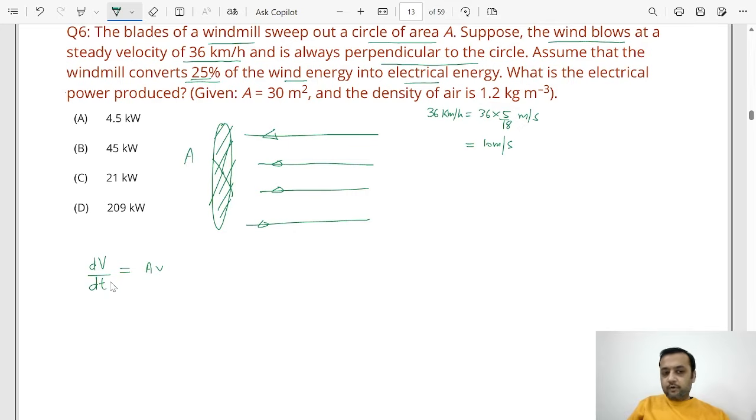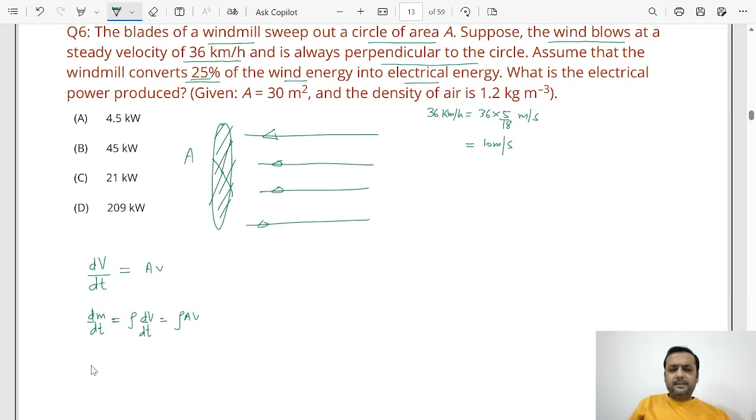So the rate of volume flow is area of cross section into velocity, and we know that volume into density gives you mass. So if you have to find the rate of mass flow dm by dt, that will be density into rate of volume flow. So rho Av, that is the rate of mass flow.